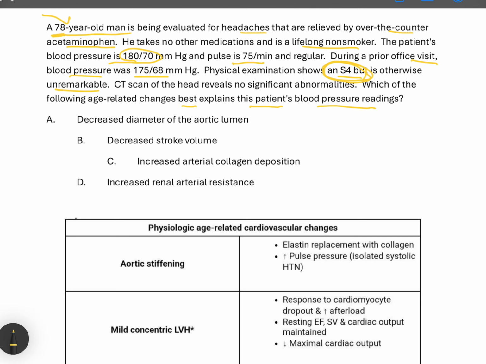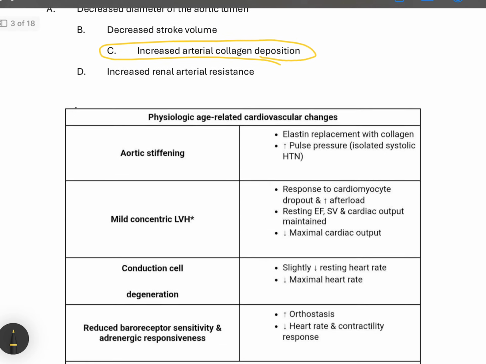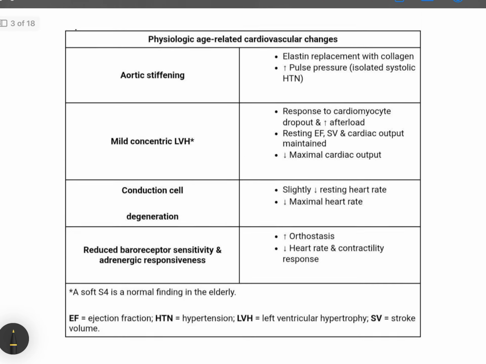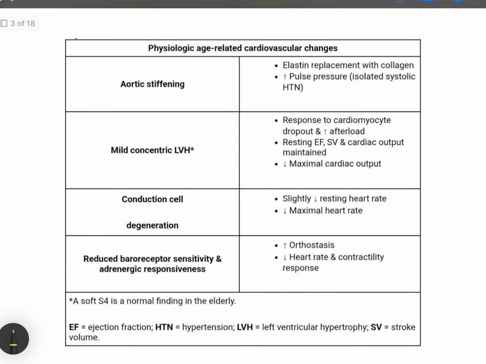In older people, the S4 is normal. Secondly, the most common thing due to aging is increasing atrial collagen deposition. In physiological aging, there is deposition of collagen in the atrial wall due to the increase in blood pressure. We also have one table in which they mention all the physiological age-related cardiovascular changes.